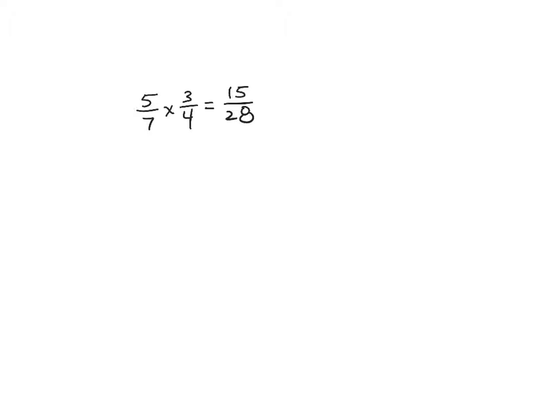Remember, the way to check is to see, are there any common factors of 15 and 28 other than 1? If you go through that process, you'll see that there are not. The only factors of 15 are 1 times 15 and 3 times 5. The factors of 28 are 1 times 28, 2 times 14, and 4 times 7. The only common factor of both 15 and 28 is 1, so I know that 15/28 is already in lowest terms.